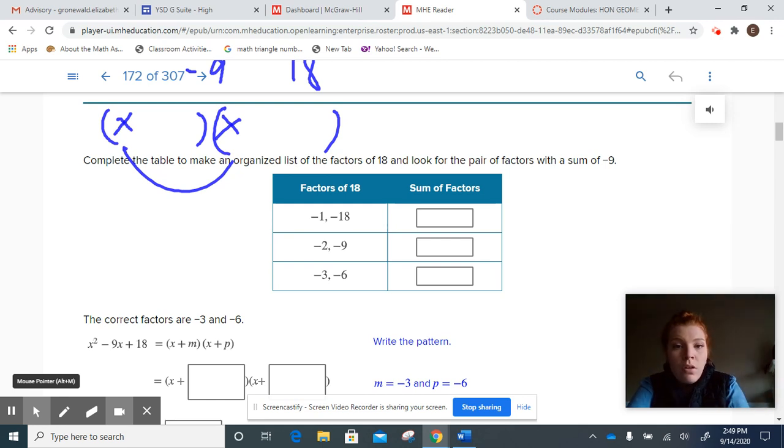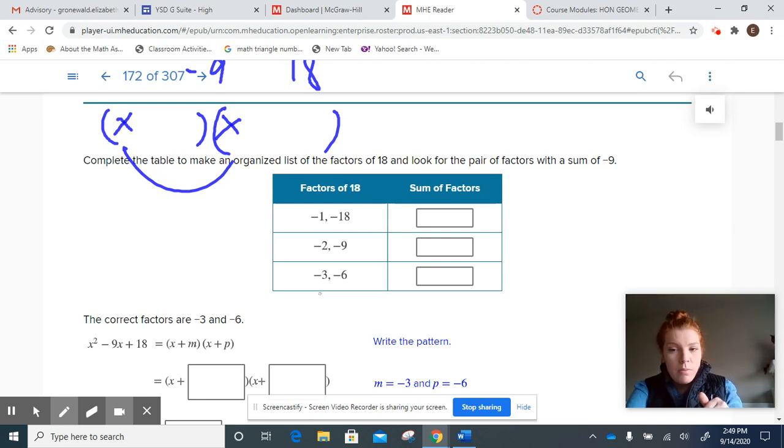Basically they have the factors here. -1 times -18 makes the 18 I need. -2 and -9 make the 18 that I need, and -3 and -6 make the 18 that you need, right? You have to multiply to 18. Now they need to add to -9, so one of these three pairs should add to -9. If it doesn't, then it would be prime.